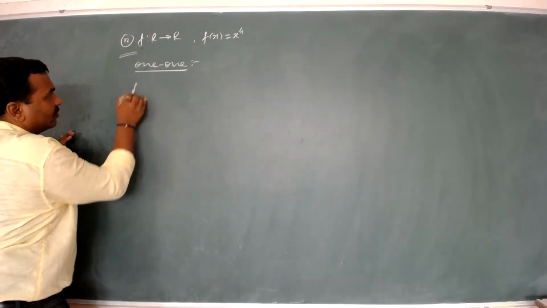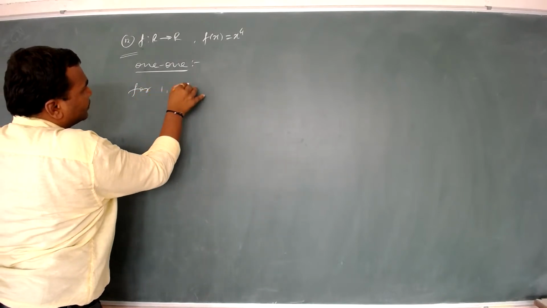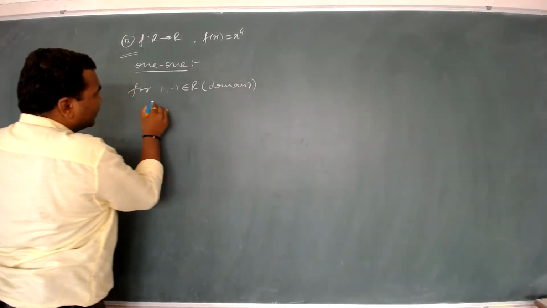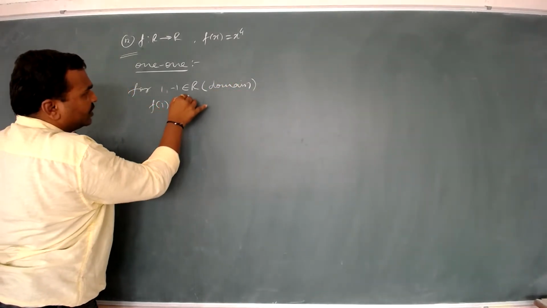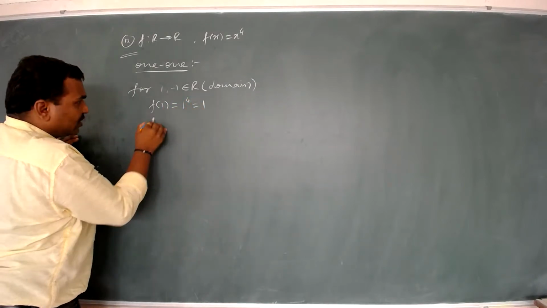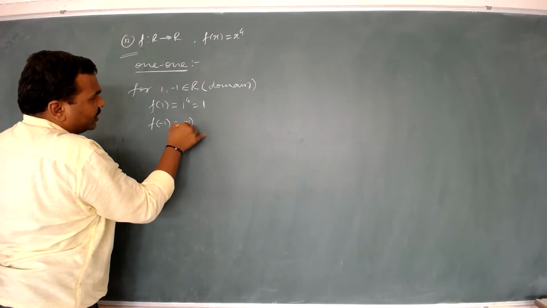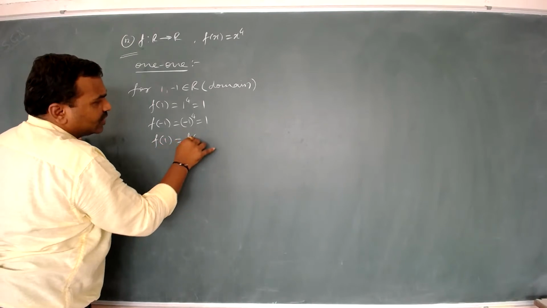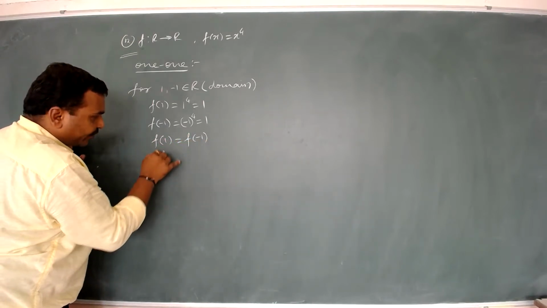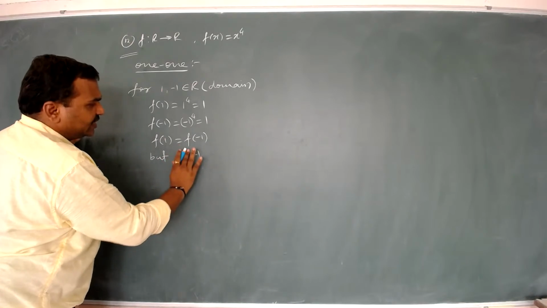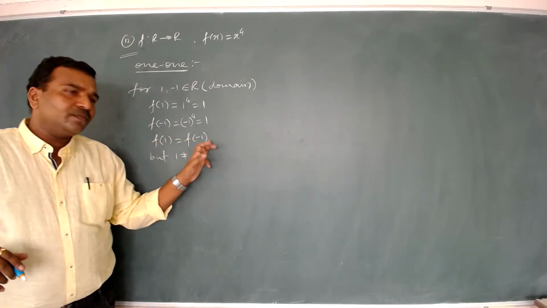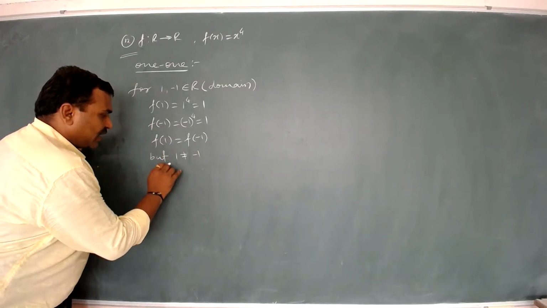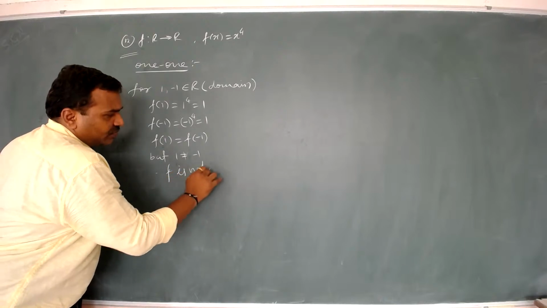So, for 1, -1 belongs to R. Here R is the domain. In the domain, what is f of 1? 1 power 4, that is 1. f of -1 is -1 to the power of 4, that is also 1. What is the conclusion? f of 1 is equal to f of -1, but 1 is not equal to -1. So f of x1 equals f of x2, but x1 is not equal to x2. So it is not 1-1. Therefore, f is not 1-1.